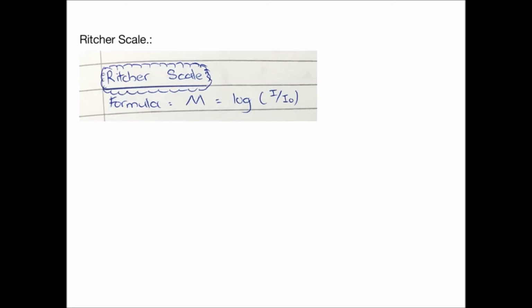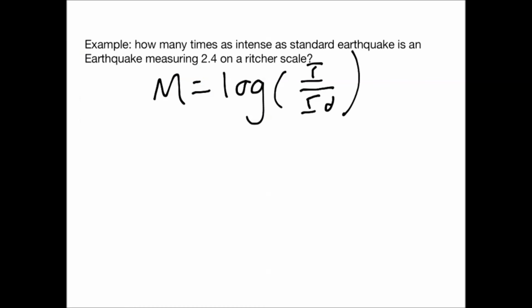Now I'm going to explain the Richter scale. As you can see, the Richter scale has the formula M equals log I over I initial. M is the magnitude of an earthquake, I is the intensity of the earthquake being measured, and I0 is the intensity of a standard. Now I'm going to move on to the example. How many times as intense as a standard earthquake is an earthquake measuring 2.4 on the Richter scale?